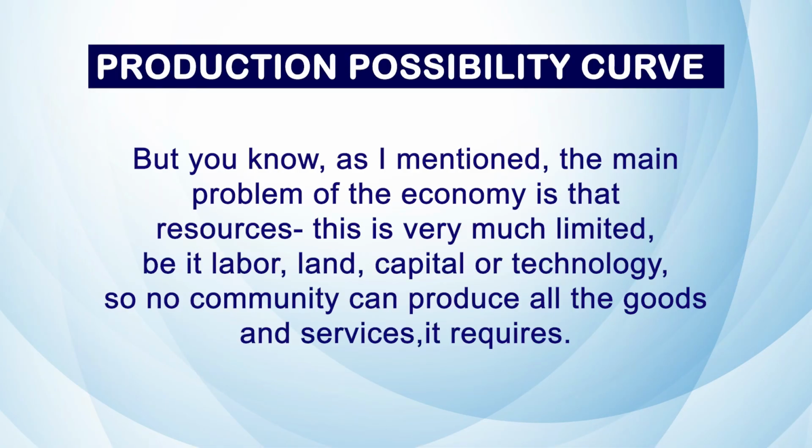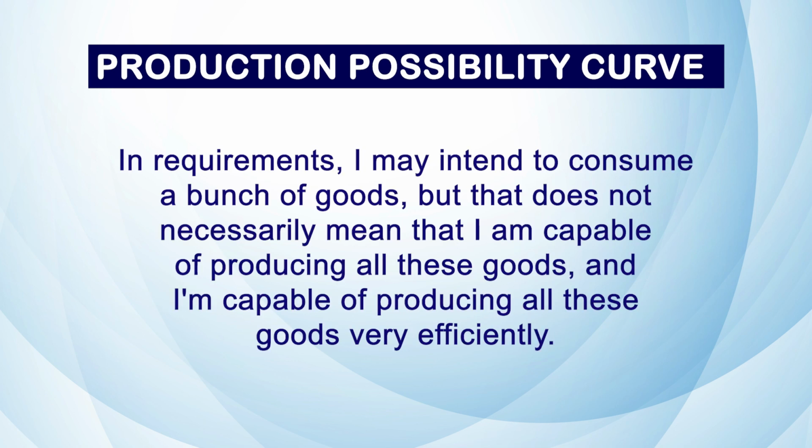the production possibility curve. But as I mentioned, the main problem of the economy is resources. These are very much limited, be it labor, land, capital, or technology. So no community can produce all the goods and services it requires. It requires means I may intend to consume a bunch of goods, but that does not necessarily mean that I am capable of producing all these goods, and of producing them very efficiently.